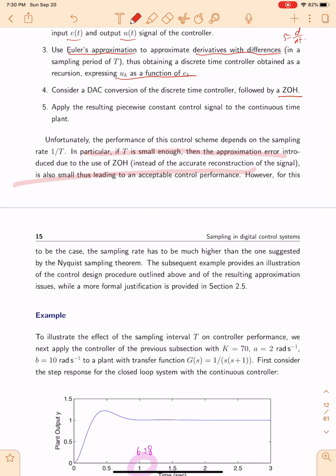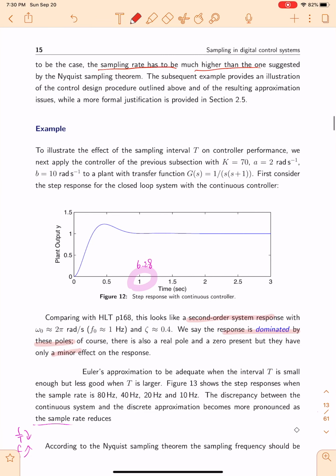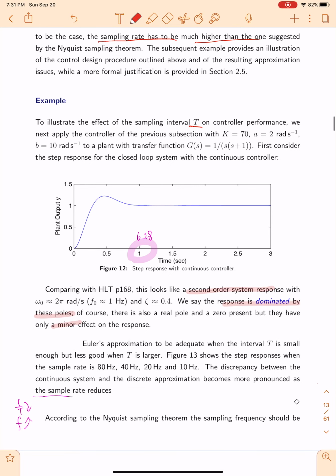And he says, for this to be the case, the sampling rate has to be much greater than the one suggested by Nyquist's sampling theorem. And he illustrates the example below. So to illustrate the effect of a sampling interval t on a control performance, we apply the controller of the previous subsection, k equals 70 a b, to a plant with transfer function g. First, consider step response for a closed-loop system with a continuous controller.